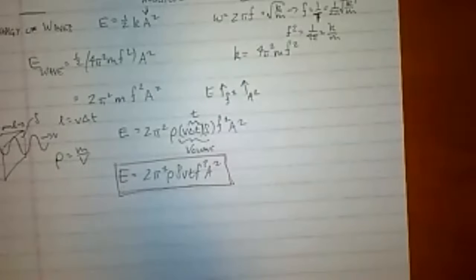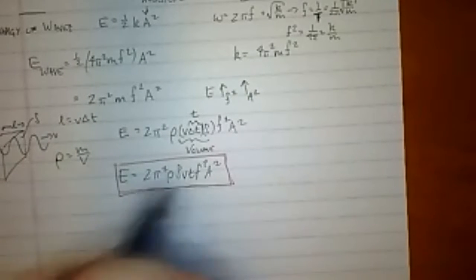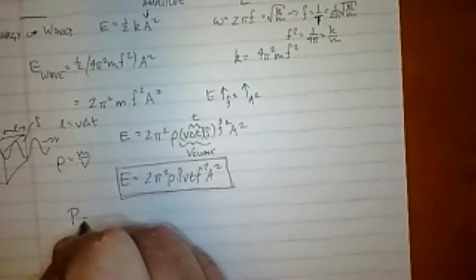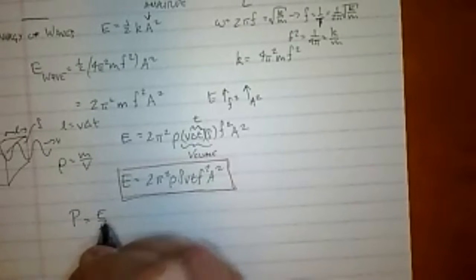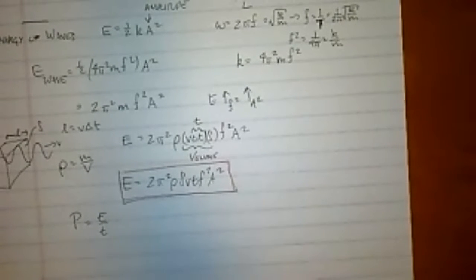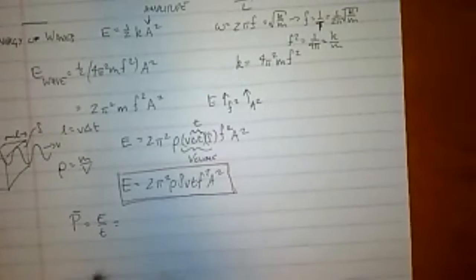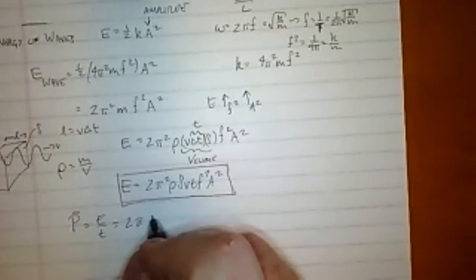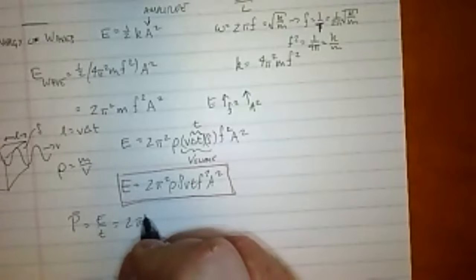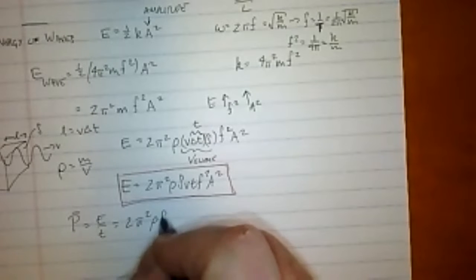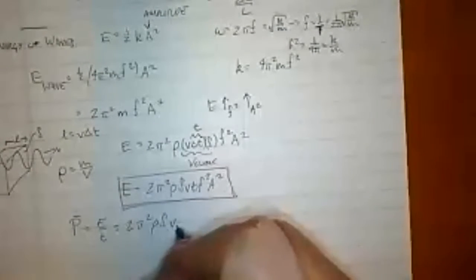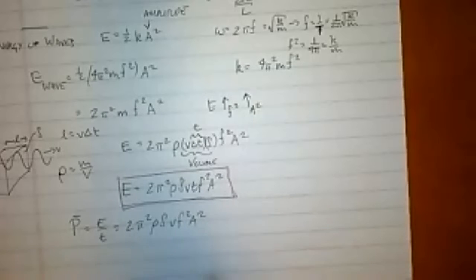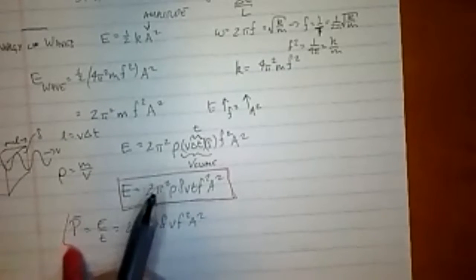Now, we can get the power, because the power is basically the energy per time. So the power of a wave is equal to energy per time, at least on average. So we can say the average power should be equal to 2. Notice we already had the T in there. That's why I went ahead and changed it. So I can just put a T down here. 2 pi squared rho S V F squared A squared. So that is actually the power in a wave.